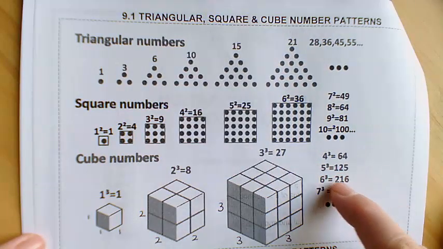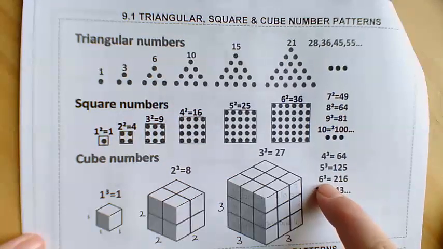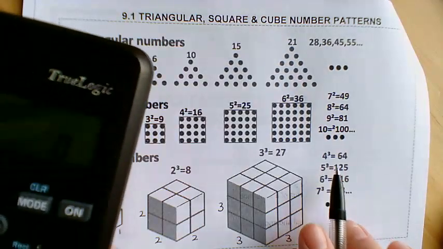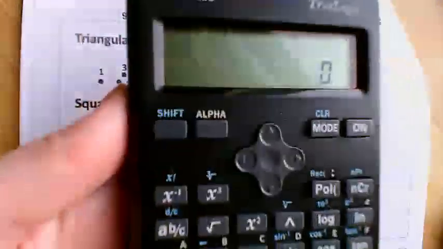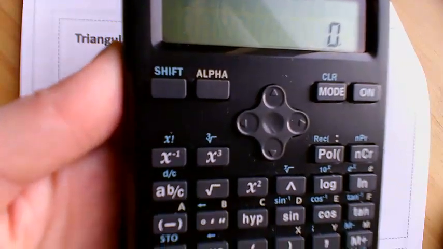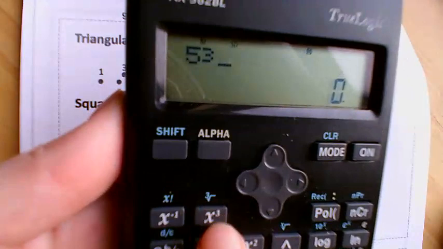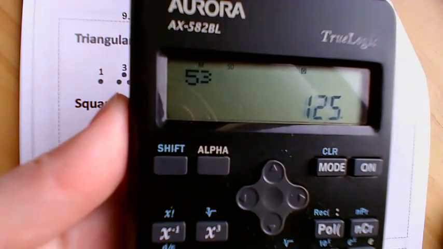And they'd expect you to know those only up to about 5 cubed, but you should still be able to work these other ones out, either by doing 5 times 5 times 5, for example, or using that button on your calculator. So you would press the 5 and then your cubed button, and it would get you what 5 cubed is.